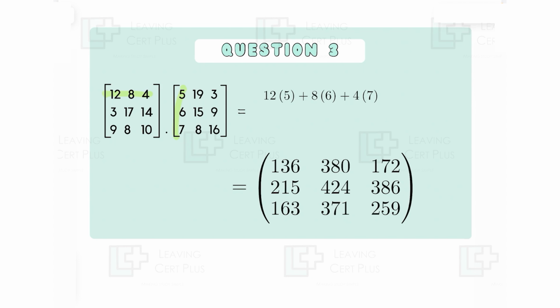So just to recap, most important thing with matrix multiplication is remembering row by column. Once you keep doing that over and over again, we'll end up with our answer.